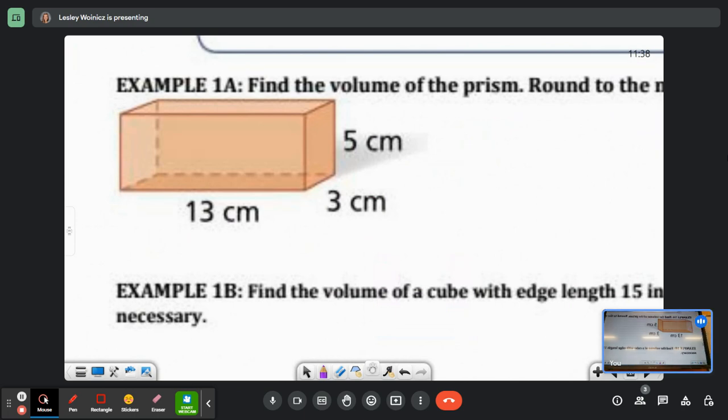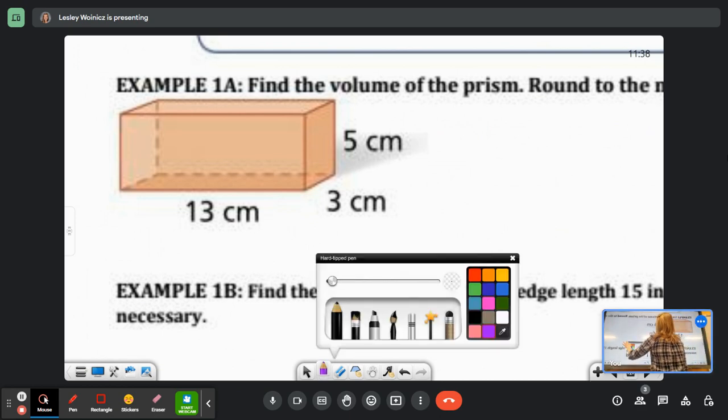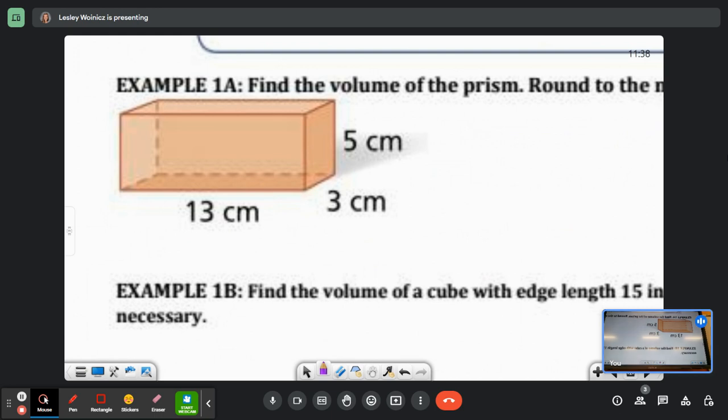We just have to find the volume of this prism and round to the nearest, what does it say? Hundredths. Okay. So we have a right prism, so all we have to do is multiply base times length times width times height. So our area equals length times width times height, which would be 13 times 3 times 5.